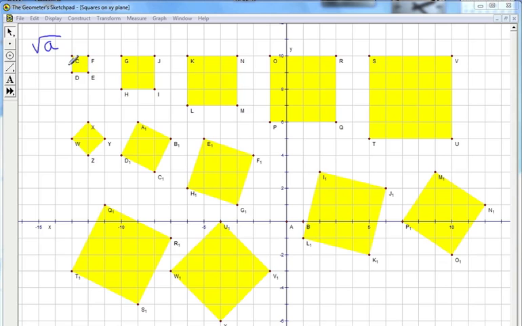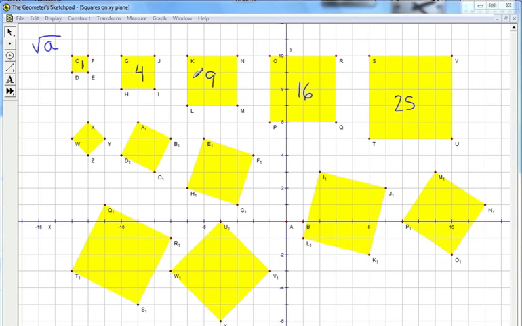The area of this square right here, we can see that it is 1. The area of this square is 4. 1, 2, 3, 4 square units. The area of this square is 9. The area of this square is 16. And the area of this square is 25.